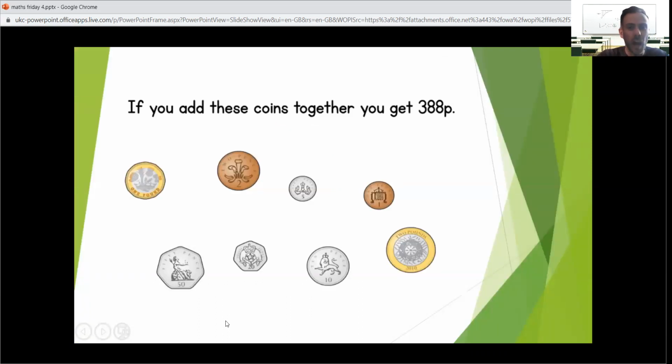A little bit of a true or false for you now. Is it true or is it false? If you add these coins together, you get 388p. Is that true or is that false? Have a little think. You're going to have to add them up, work it out. Pause the video, have a go now.